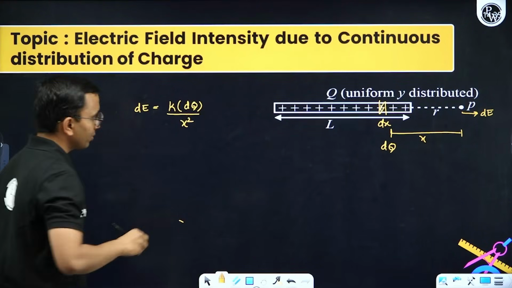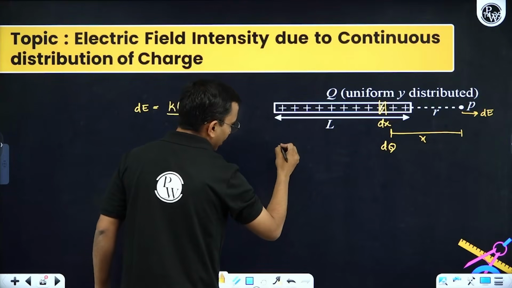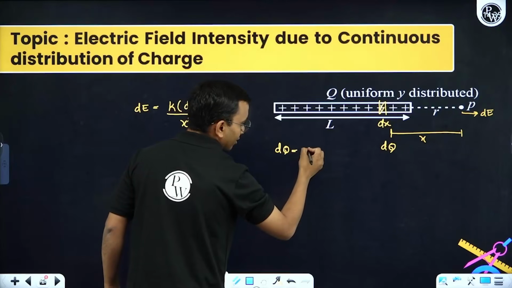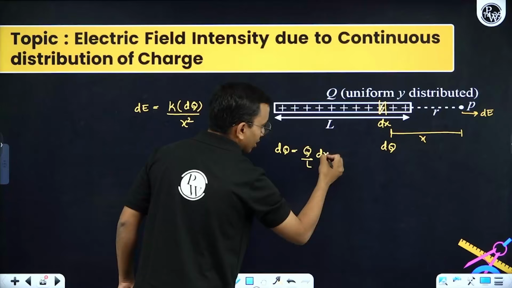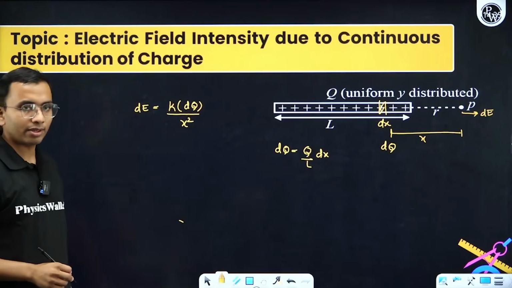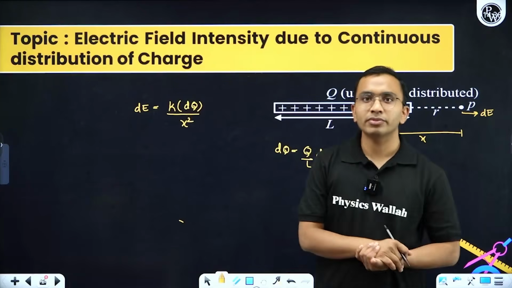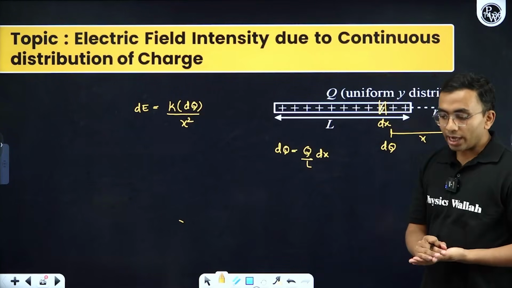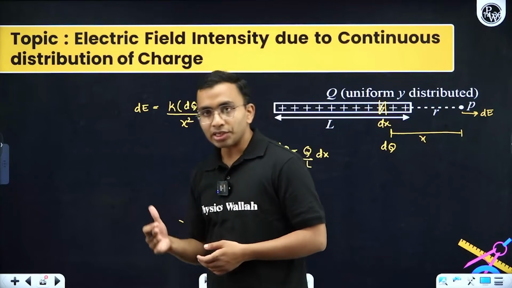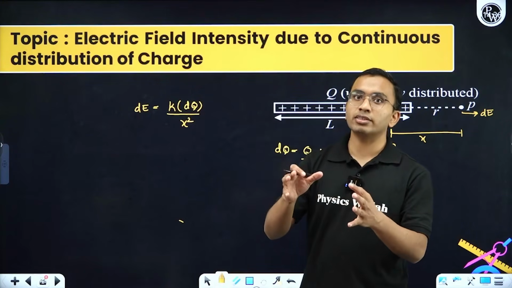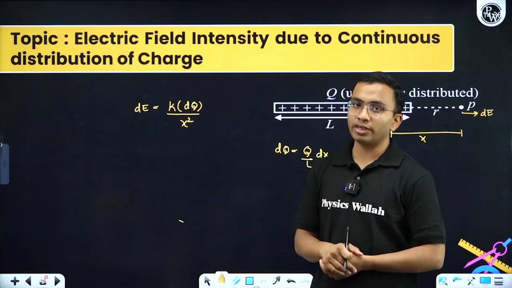Now what is dq? This is uniformly charged. If this is uniformly charged, we take charge per unit length, so total charge by total length, into the length of this section dx. Try to understand this. The charge may be linearly distributed. There we take charge per unit length. Charge may be distributed over an area. There we consider charge per unit area. The charge can be distributed in the volume. There we consider charge per unit volume, charge density. Okay, this is how we define.